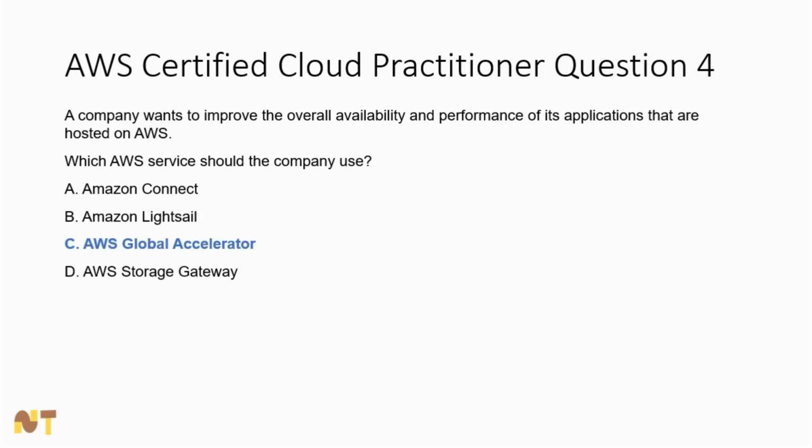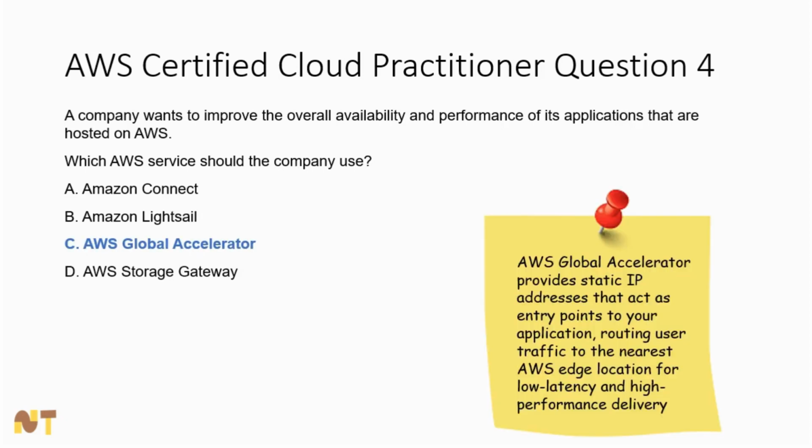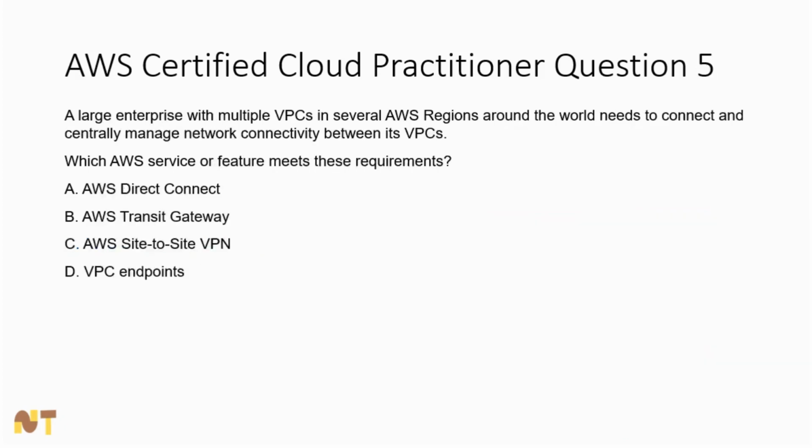Global Accelerator is a networking service that helps to improve the availability and performance of applications with a global user base. It also provides a static IP address that acts as an entry point to your application, routing the user traffic to the nearest edge location for low latency and high performance delivery. So the correct answer is option C, Global Accelerator. Moving on to the next question.